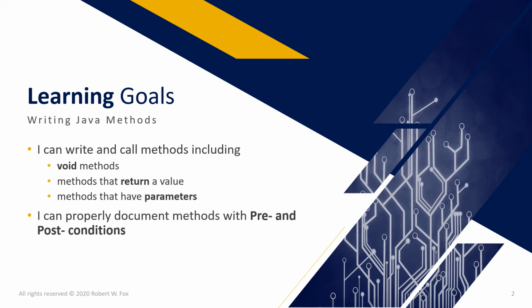So to that end, we only have two learning goals today. Number one is that we can write methods, including void methods, methods that have a return value, and methods that have parameters. And second, we want to be able to properly document our methods with preconditions and postconditions.